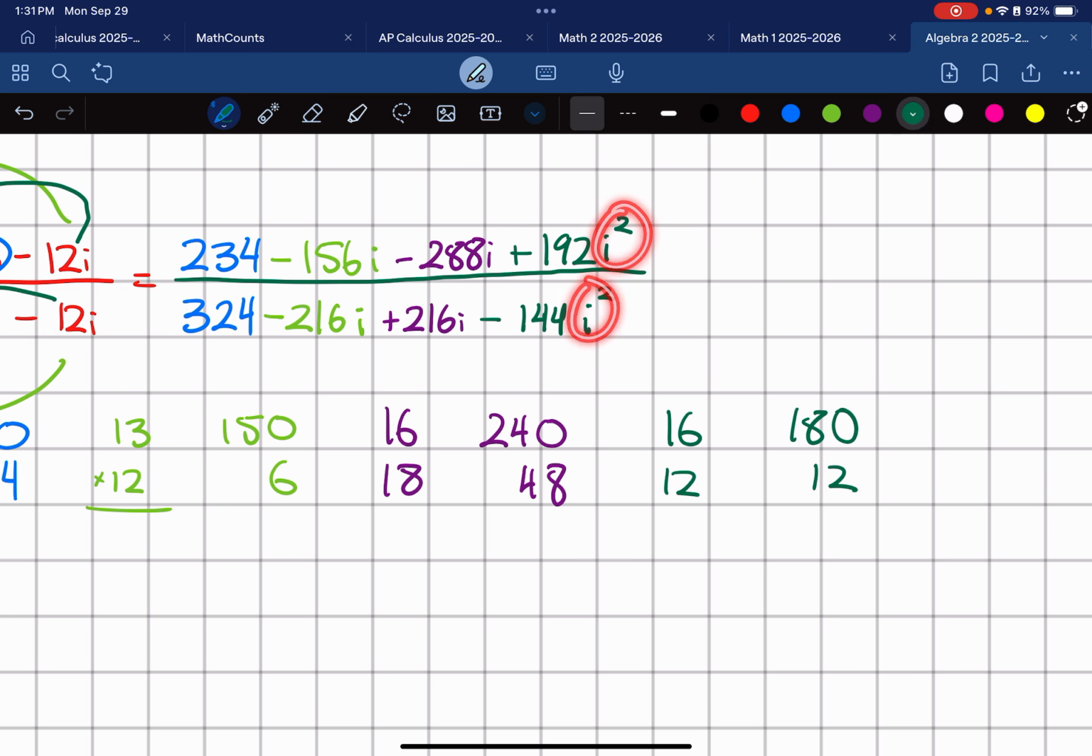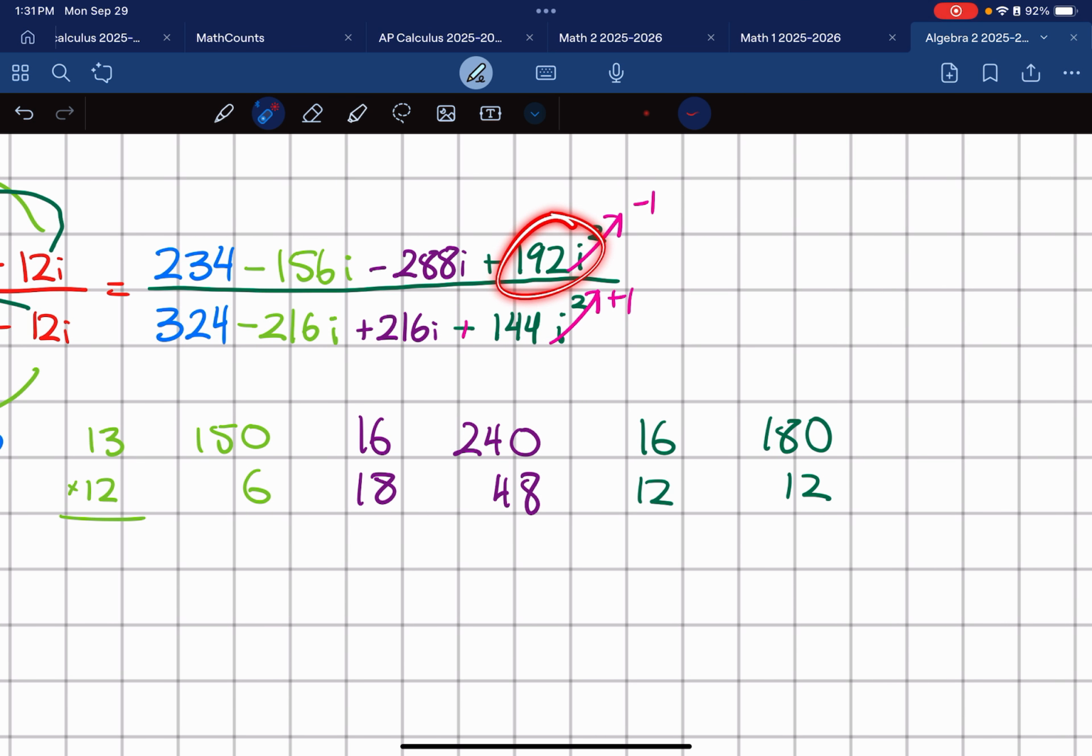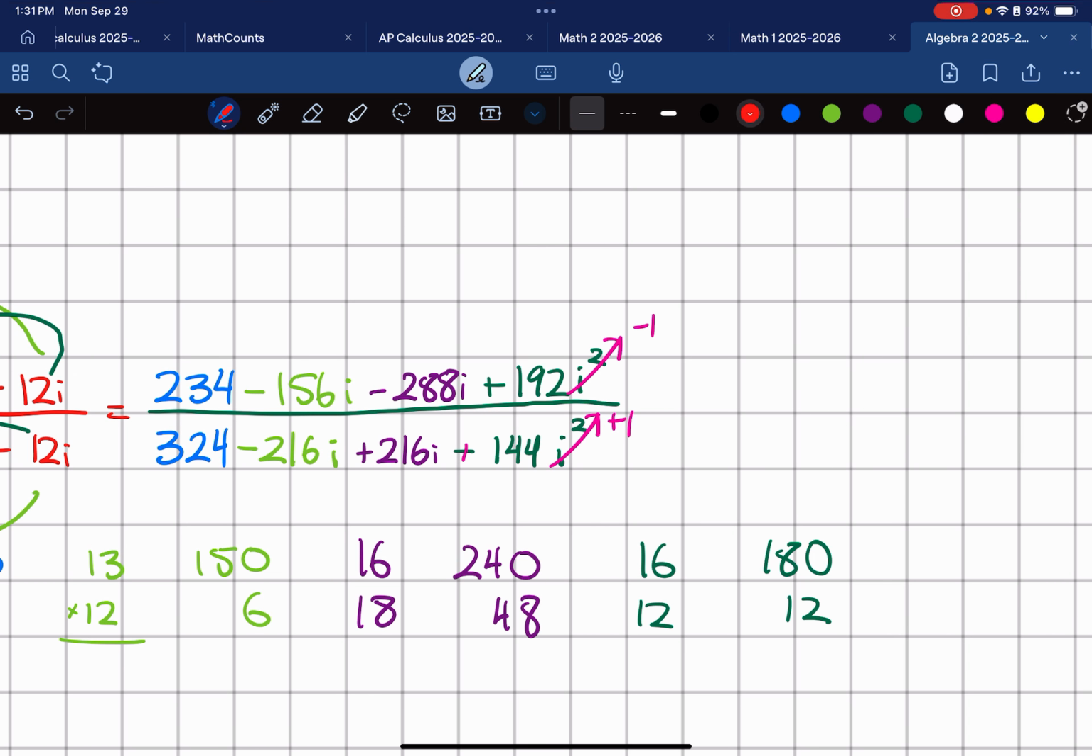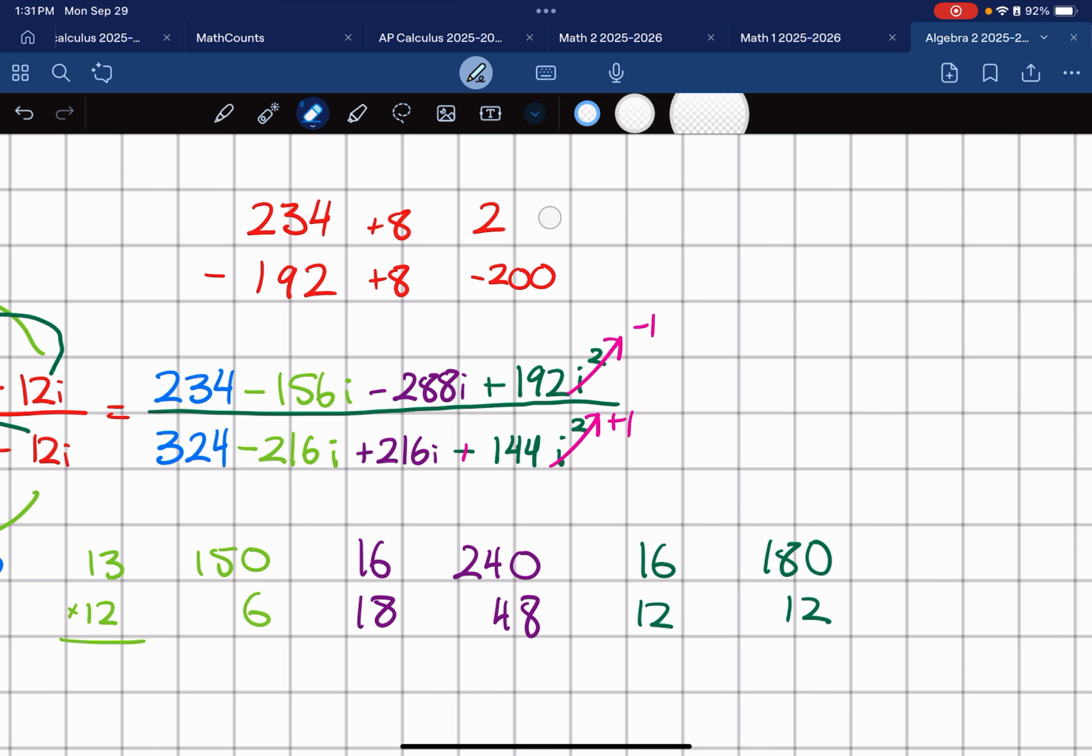So I know that all of these i squared terms are going to turn into a negative 1, which means the bottom here is really a plus because there's a double negative. This top one is now a negative 192, and I have a 234. Let's do that real term first. So what I'm really asking here is, what is 234 minus 192? I don't know how to do that, so I'm just going to add 8, and do, what is 234 minus 200? I can say 234 plus 8 is 242. Okay, now I can subtract them. 242 minus 200 is 42. So I can say 42.